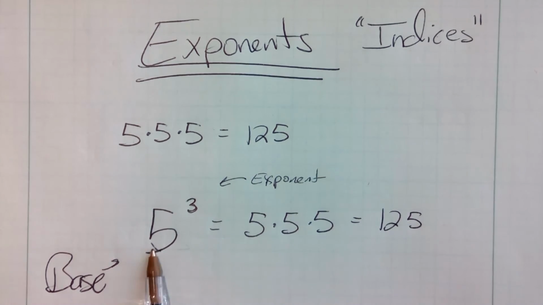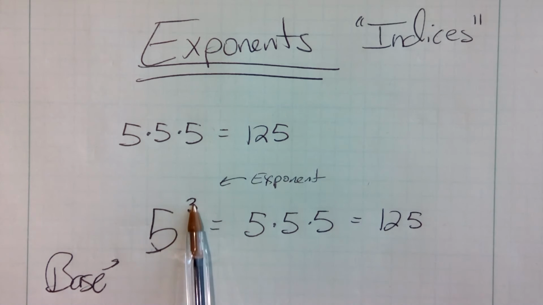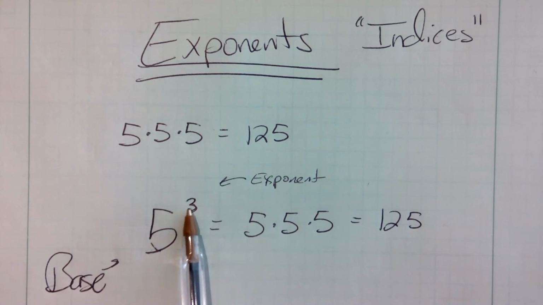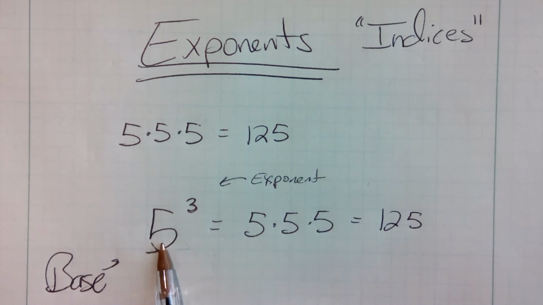So remember, this bottom number is called the base. This is the index or the exponent or indice, but it's the exponent, and it just tells us how many times we're multiplying this number by itself.